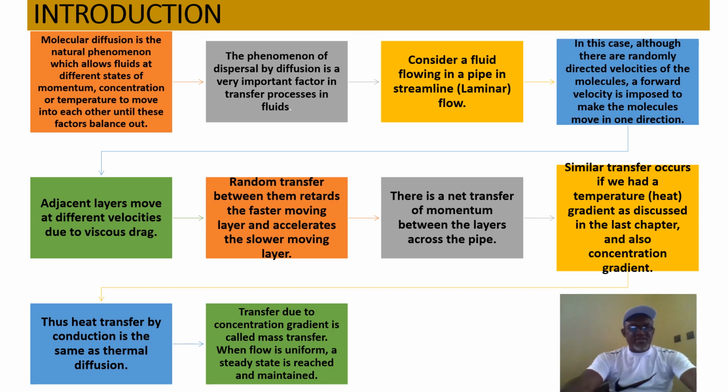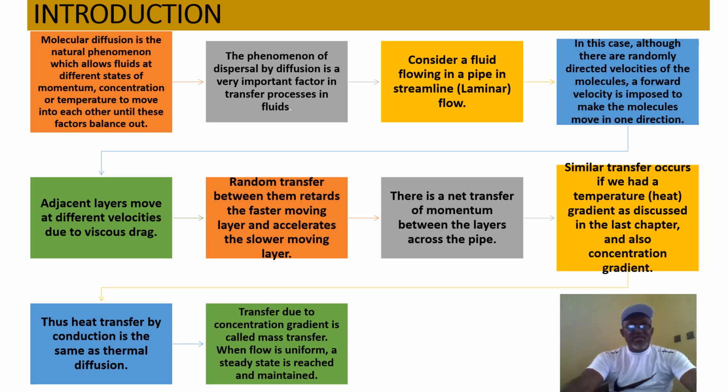molecular diffusion is a natural phenomenon which allows fluids in different states of temperature, concentration, and momentum to move into each other until these factors balance out. So if you have a different concentration, say state A and B, there will be transfer. That is, molecular diffusion is the reason why somebody wears a perfume into the class. It's moving from a high concentration to low concentration, and you will easily start asking, who is wearing this beautiful perfume? Or, this perfume is unpleasant.